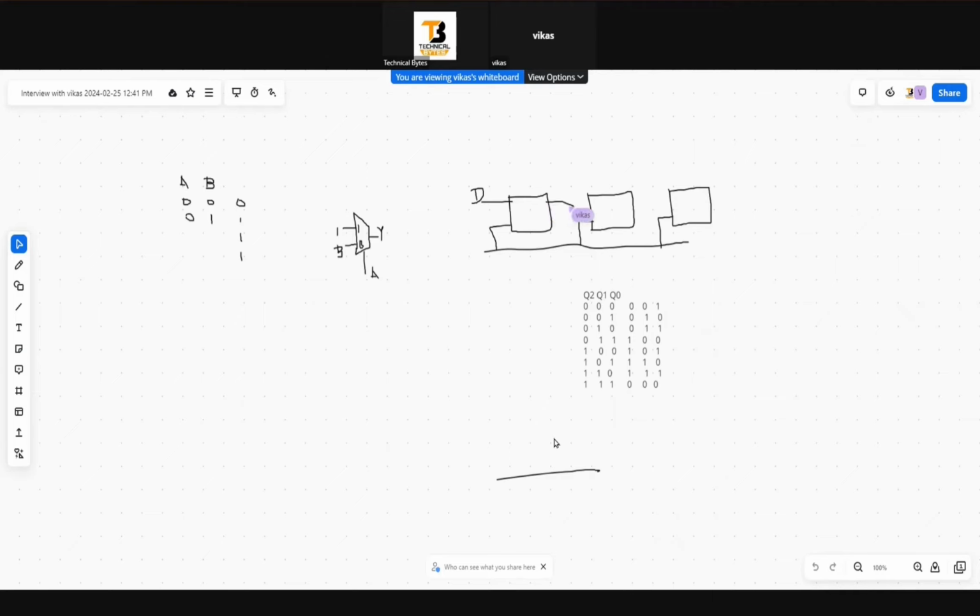Okay. So will the output of the first flop be given as the clock to the second flip flop, sir? What are asynchronous circuits? Asynchronous means the clock won't be synchronized to each of the clocks in a counter.